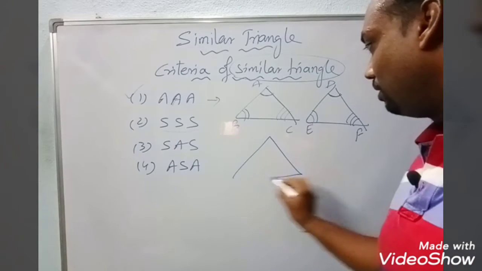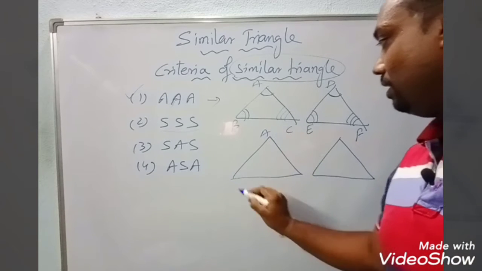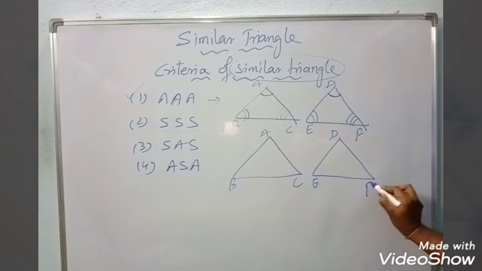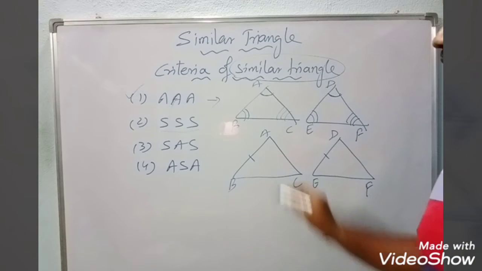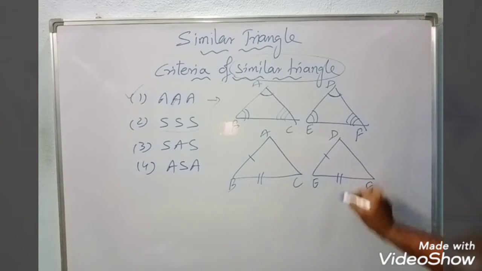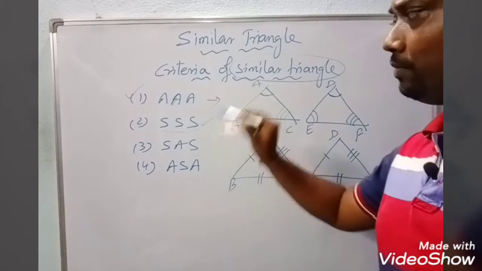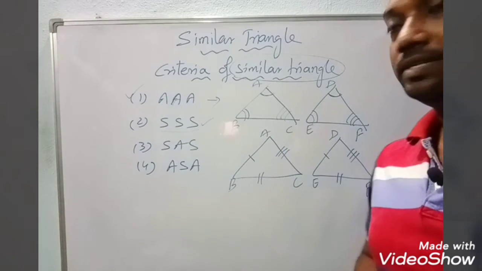Now coming to SSS. SSS is nothing but what? If all the corresponding sides of a triangle are proportional to the corresponding sides of the other triangle, then we can say the triangles are similar. Means AB to DE, BC to EF, and AC to DF. If the condition is satisfied like this, then we can say the triangles are similar by using side.